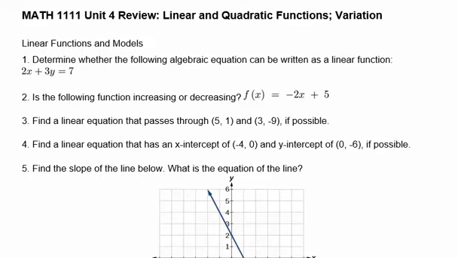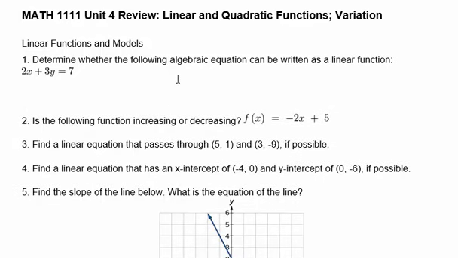Let's take a look at some of the problems on the Unit 4 review. For number 1, it says determine whether the following algebraic equation can be written as a linear function. And we have 2x plus 3y equals 7. Okay, I know that linear functions can be written in y equals mx plus b form. And so we can transform this equation to y equals negative 2/3 x plus 7/3, if you solve for y. And therefore, we're going to say, yes, this can be written as a linear function.